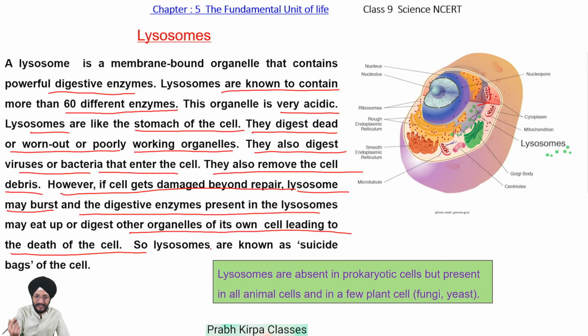Some organisms may have a single large mitochondrion. Mitochondrion is a word which is singular. If we make it plural, it becomes mitochondria. If we are talking about a single one, it is mitochondrion.